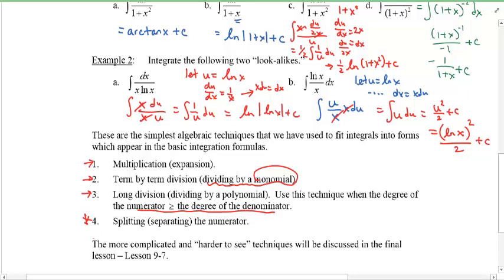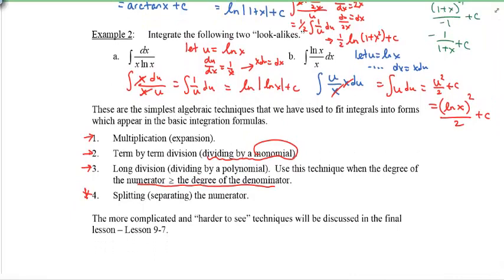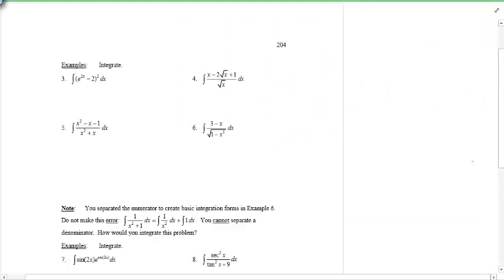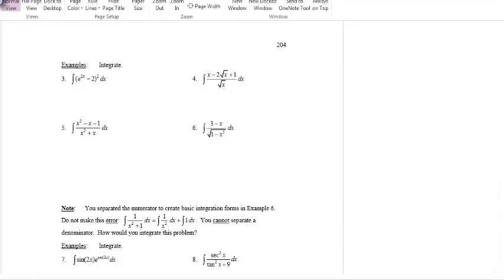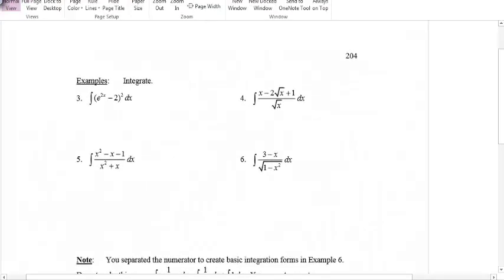two separate fractions. So there are more complicated ones, and those will be discussed in our final lesson of the course in 9.7. But for now, let's go on to 9.6's page 2 questions. Alright, notice that examples 3, 4, 5, 6 are really illustrations of those four types that we had on the previous page.